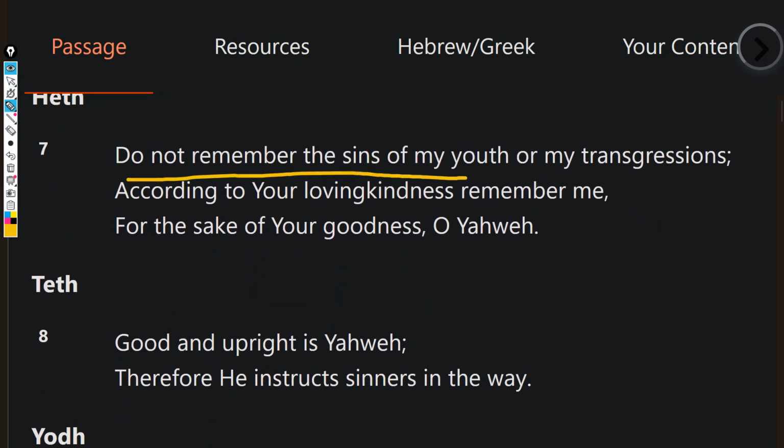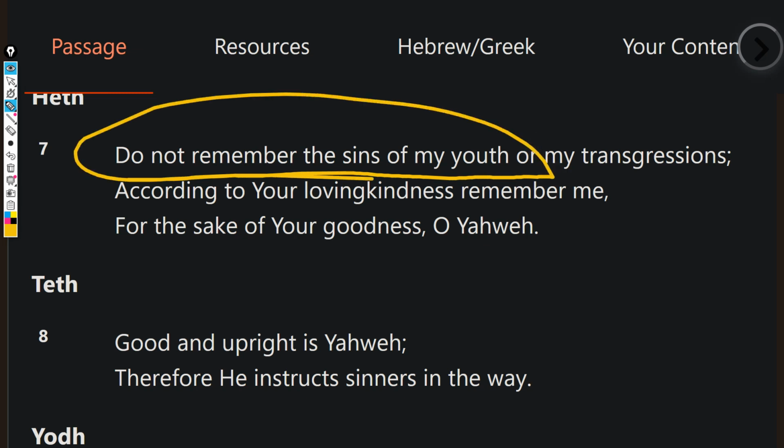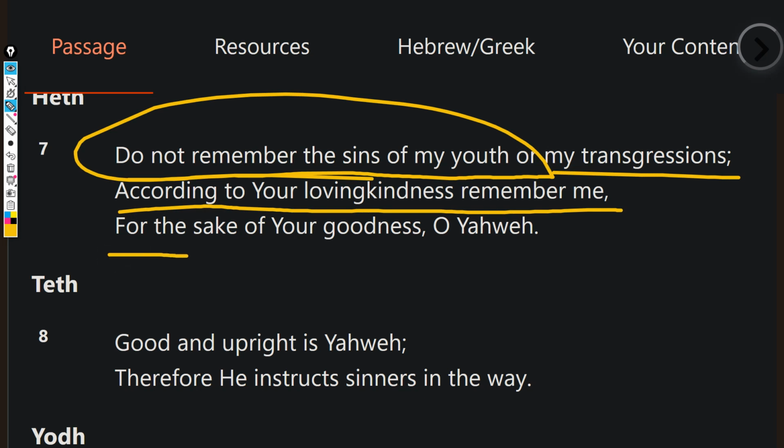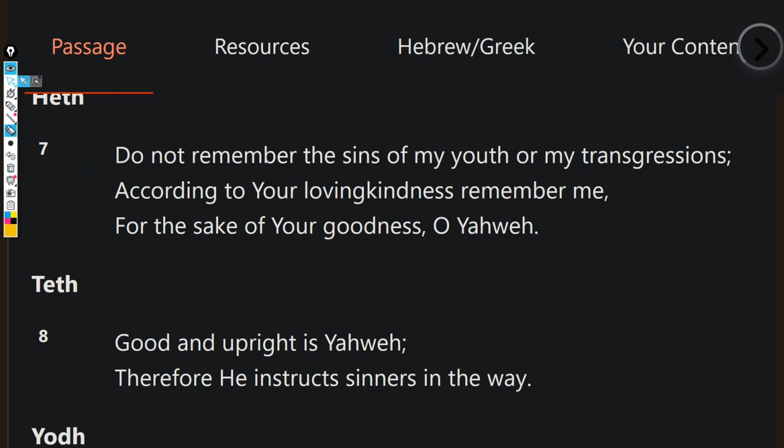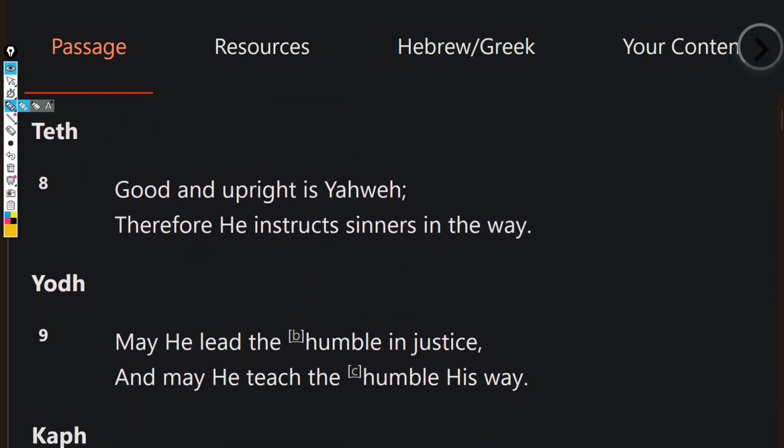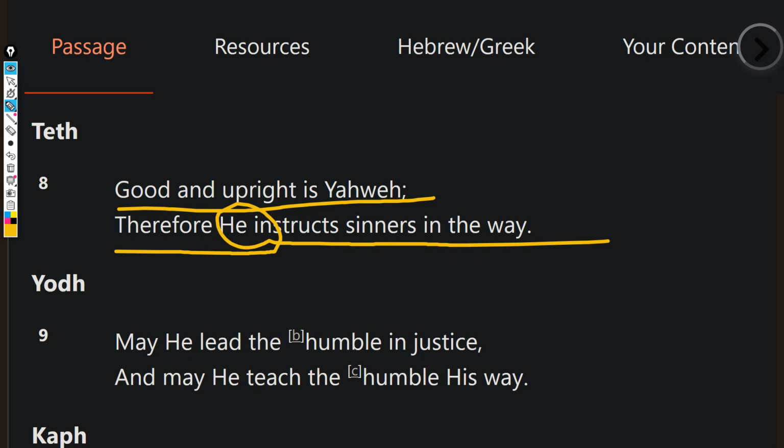Do not remember the sins of my youth. King David does not want his sins remembered, or my transgressions. According to your loving kindness, remember me, King David, for the sake of your goodness, O Yahweh. Blot out my sins. Good and upright is Yahweh. Therefore, he, God, instructs sinners in the way.